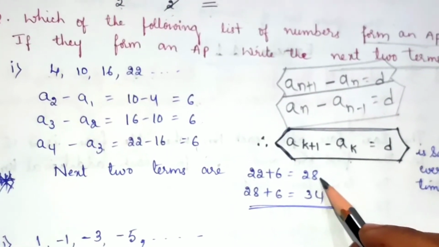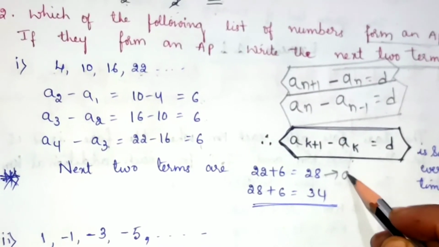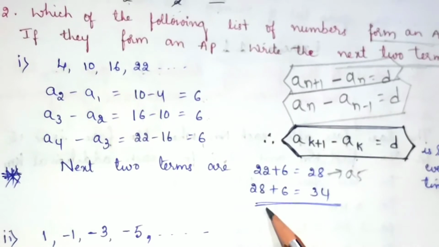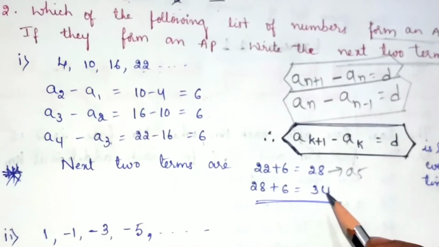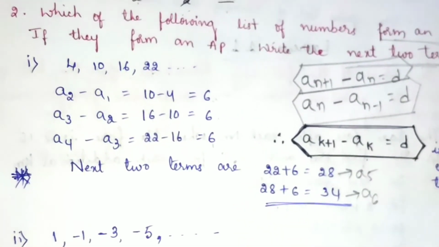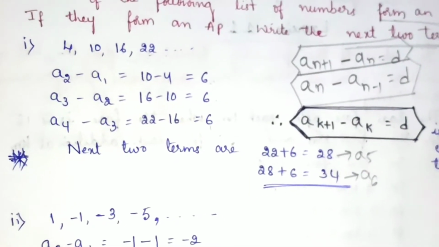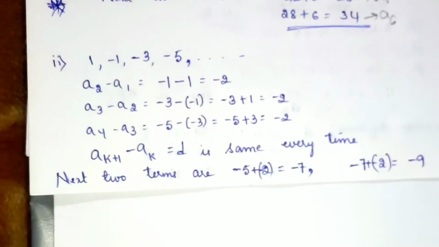Now this is the 5th term. This is A5. Then whatever the 5th term you have, add the common difference to it and it will give you the 6th term. Like that you can find n number of terms. We'll go to the next question.